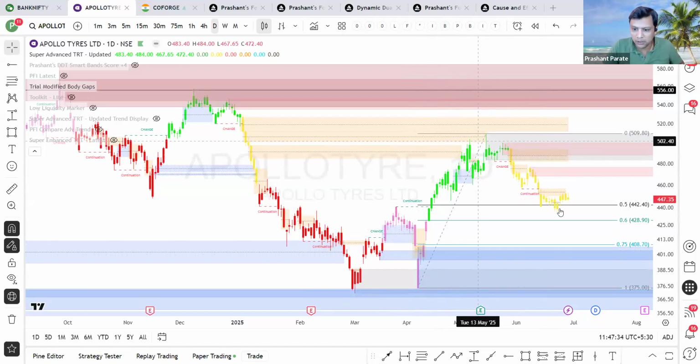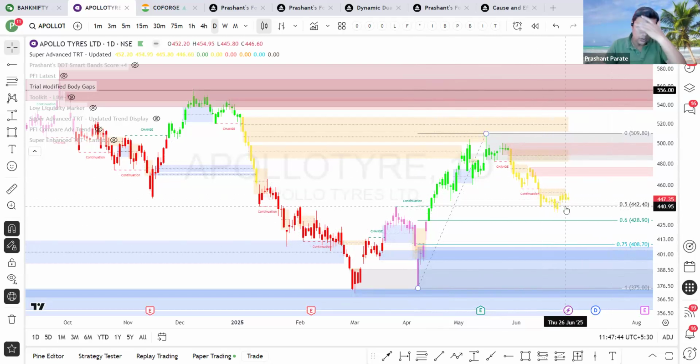Now, as this is first time green, we expect 50, 60 and even 75% retracement. Price may come up to this, and there are hidden gaps present. So line of least resistance is not on upside for now. Let the prices come down.